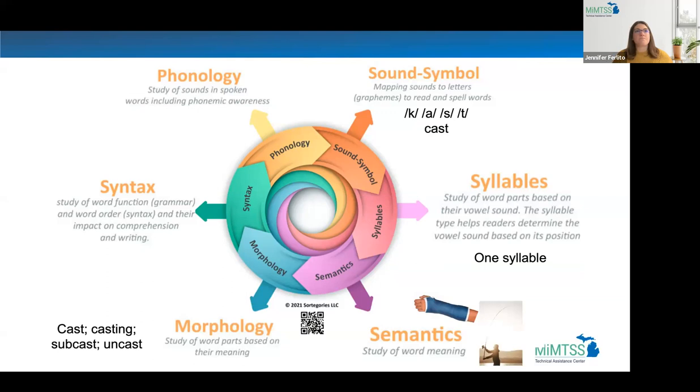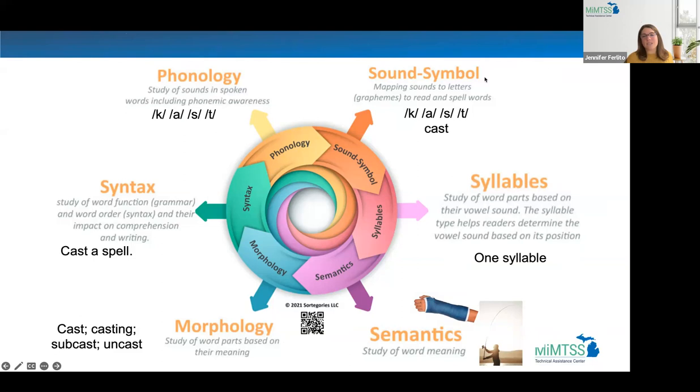And then word order, which is syntax. So how word order impacts meaning. The position of a word in the sentence dictates its job in the sentence. So how syntax can play a role in meaning. So cast a spell, cast is the verb. Or if we were to say spell cast, spell is the verb. So we really want to be teaching how syntax can change the meaning of a word. And I actually would have started with phonology, which is how many sounds, and then mapping those sounds onto symbols.